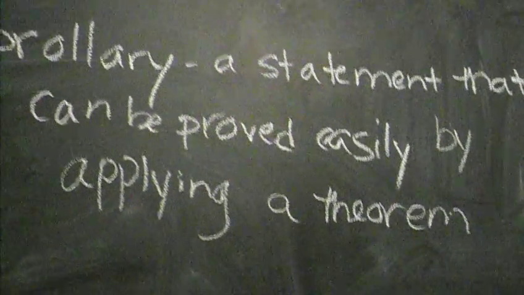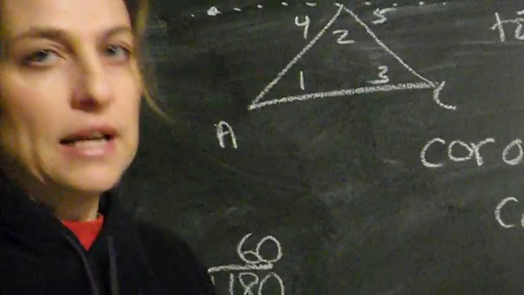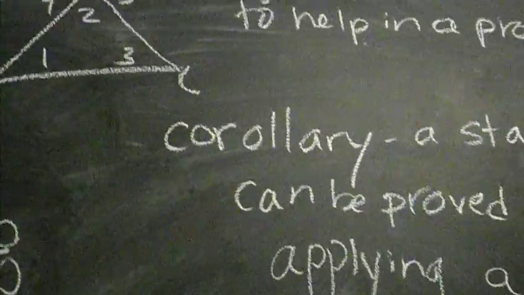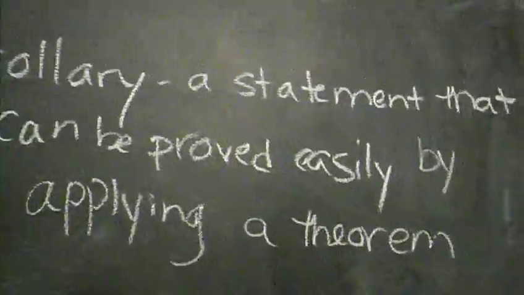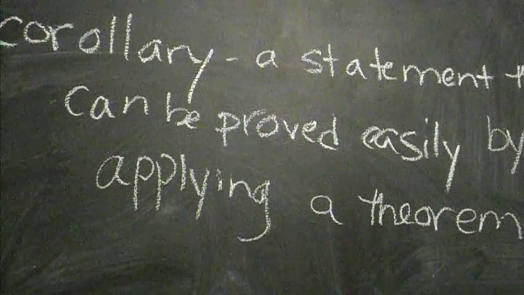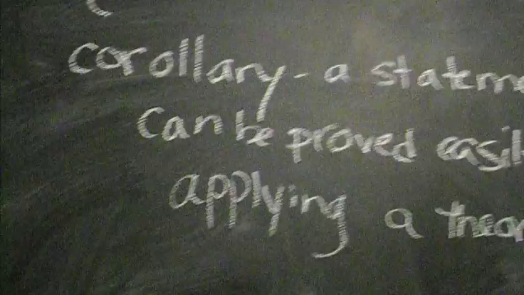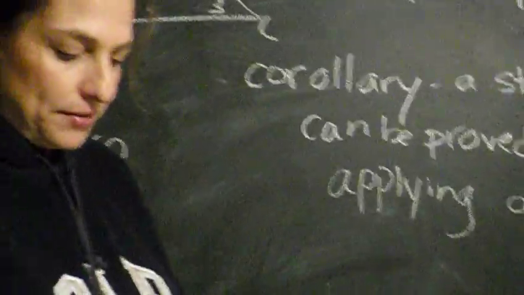You can use corollaries as reasons in a proof. I know somebody even already noticed that, and they were like, oh, more reasons for proof. But corollary 1, write this down in your notebook, page 73. If 2 angles of one triangle are congruent to 2 angles of another triangle, then the third angle is congruent.